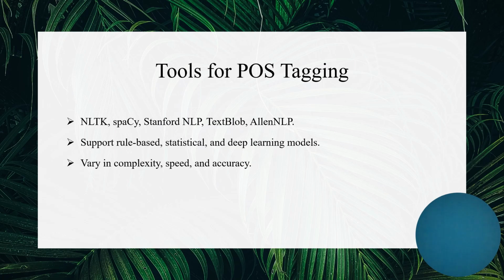the tools which are used in POS tagging. We use NLTK, which is a classic Python NLP toolkit. We use spaCy, which is a high-performance Python library optimized for speed. We use Stanford NLP, which is a Java-based toolkit. We use TextBlob, which is again a beginner Python library. And we use Flair NLP, which is a deep learning framework based on PyTorch. These also support rule-based and statistical deep learning models. So these are the tools used for POS tagging.